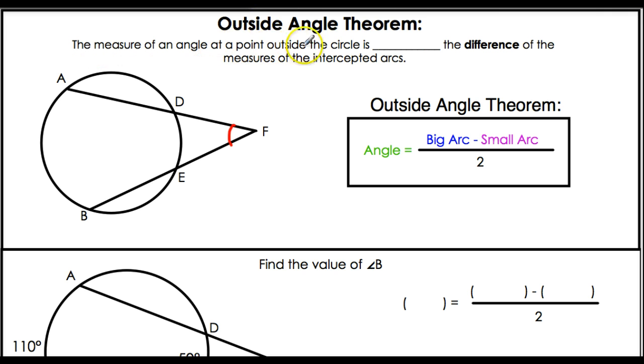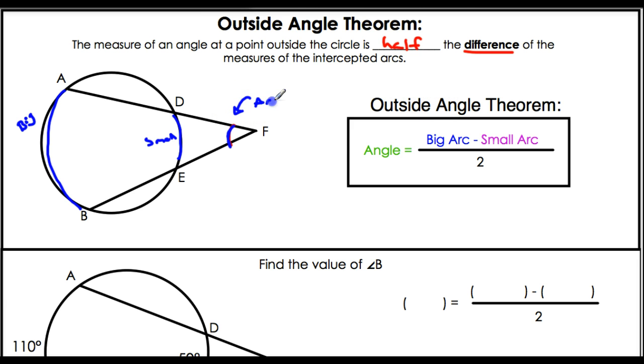The outside angle theorem is this. The measure of an angle at a point outside the circle is half the difference of the measures of the intercepted arcs. So half the difference is basically saying if I take the two intercepted arcs, in this case this one right here and this one right here, and take the difference of these two arcs and divide by 2, that should give me my outside angle. So the big arc minus the small arc, subtract those, divide it by 2, and that will tell me what my angle is.